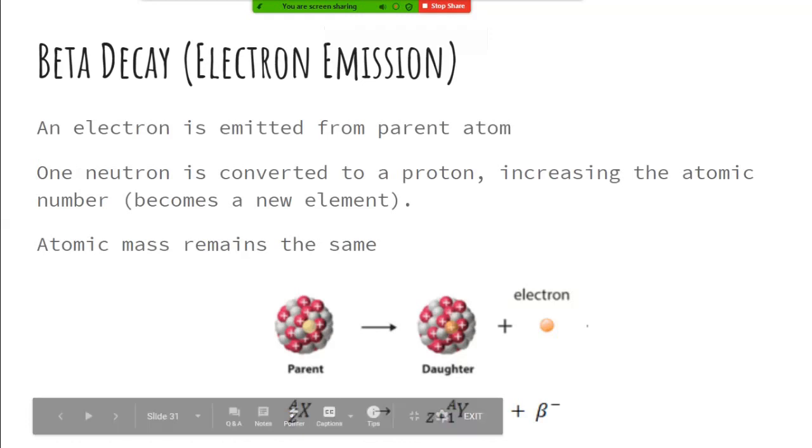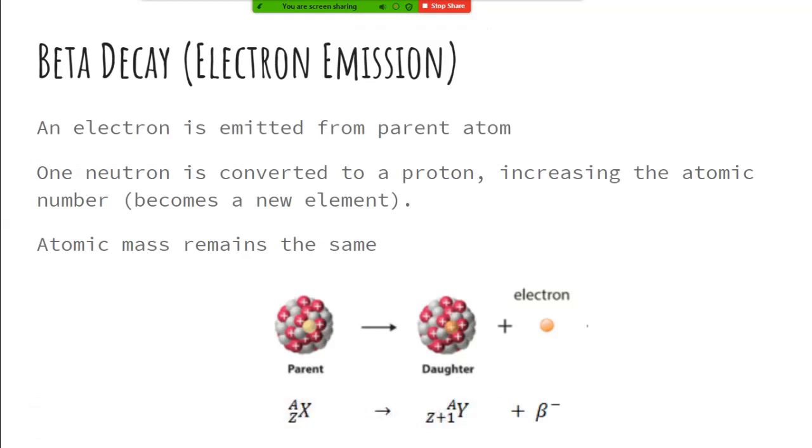When you go to the daughter atom, A stays A, but Z becomes Z plus 1 for the new daughter atom, and we have a beta electron. So this is just the electron.